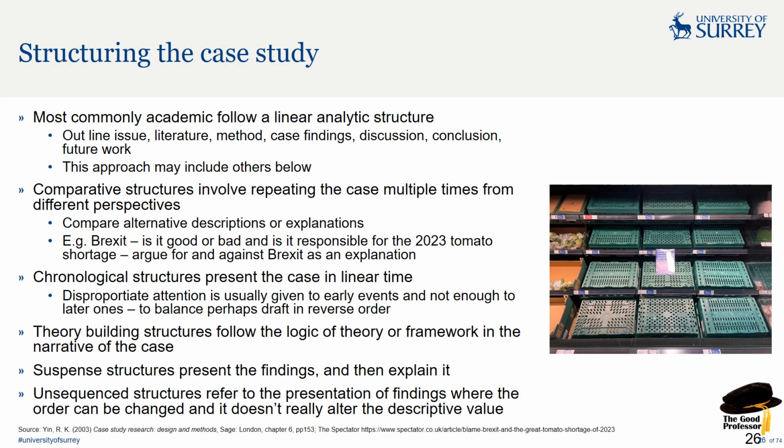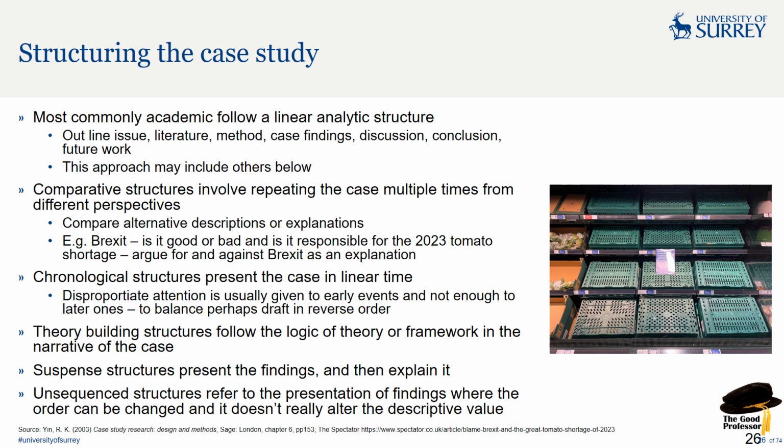So, structure. The most common academic work follows a very linear analytical structure. You outline an issue, you provide literature, method, case study, discussion, conclusions, future work. This approach may include some of the others below, but our approach from academia is normally finding the propositions in literature that frame a research question, and then the method helps you address the research question. You explain the case, you then discuss it in light of the literature, which leads to conclusions and then future work.